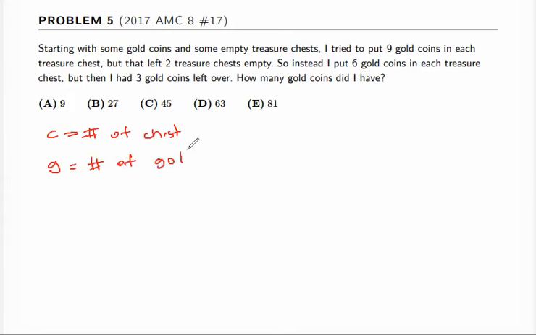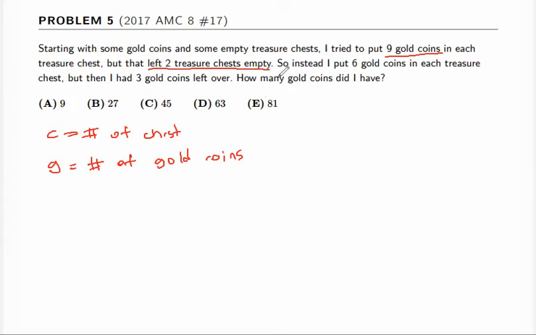Number of gold coins. Okay, so if you are trying to put 9 gold coins in each treasure chest, each will have 9 of them, right? But we are told there will be 2 treasure chests empty. So be careful.